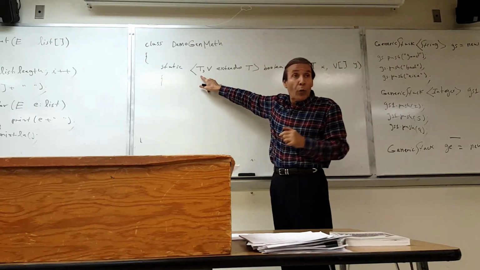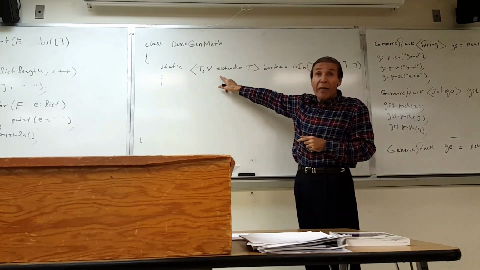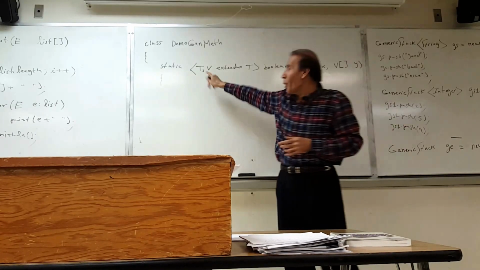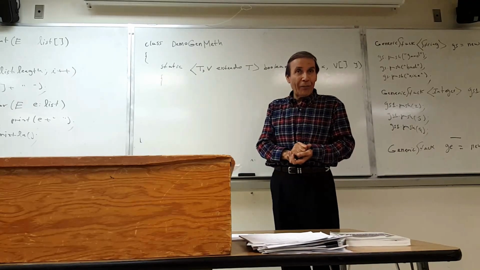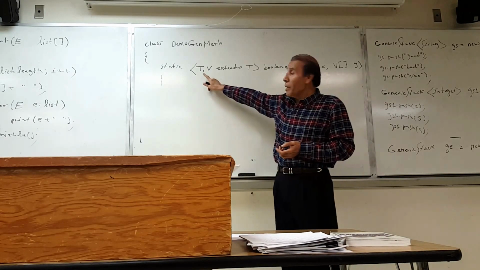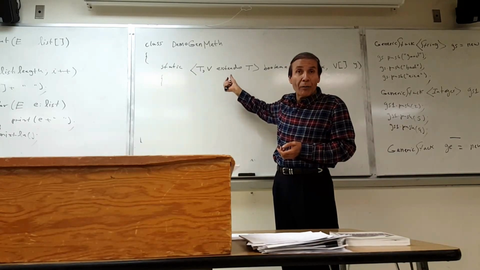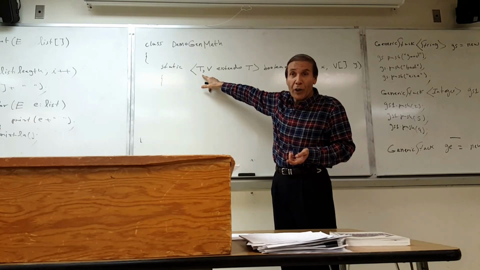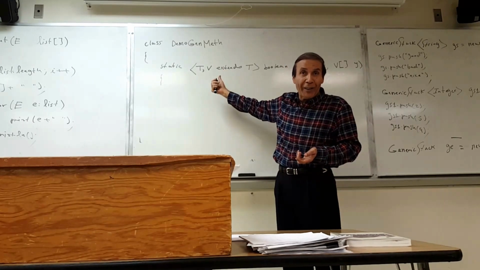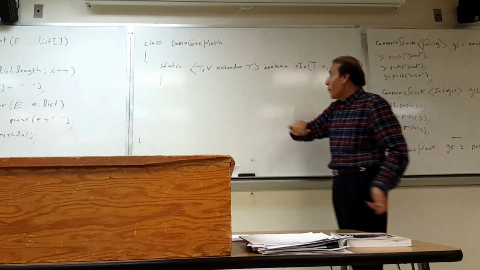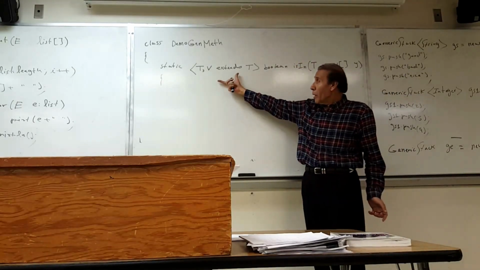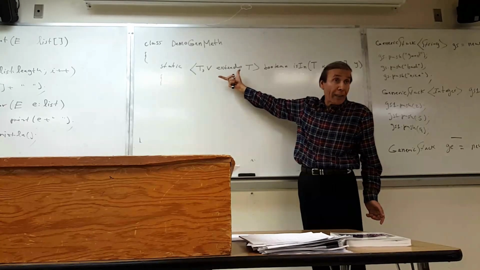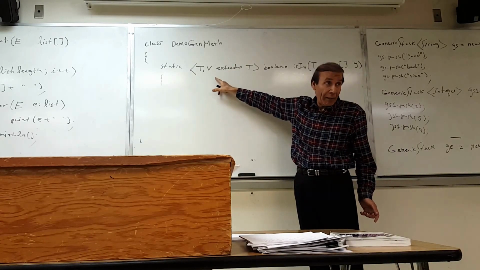So T would be whatever, but V would be what? T. Okay? So if T is numeric, V should be what? Numeric. Numeric too. Okay? If T is a string, V should be what? String, right? See that? Now this means we have two types of arguments, T and V, right?